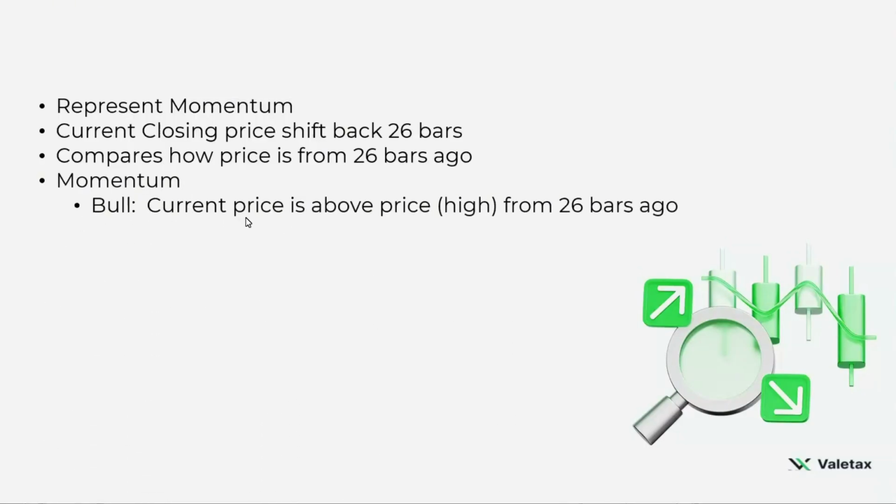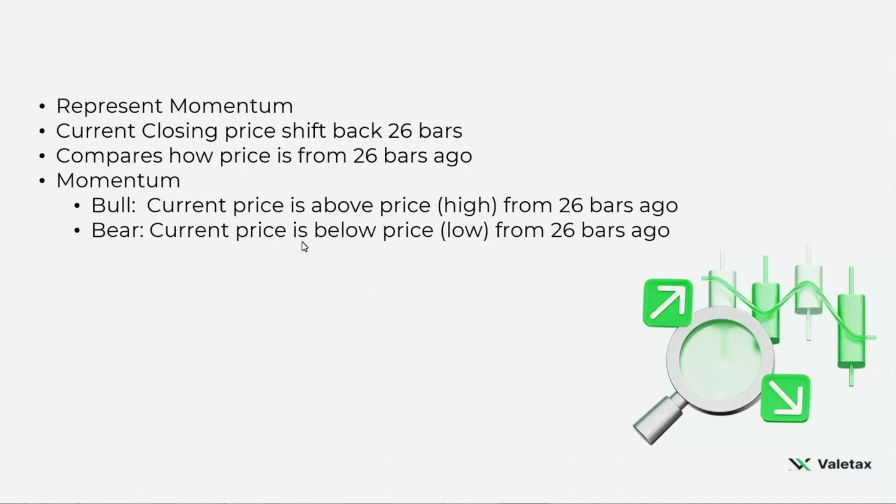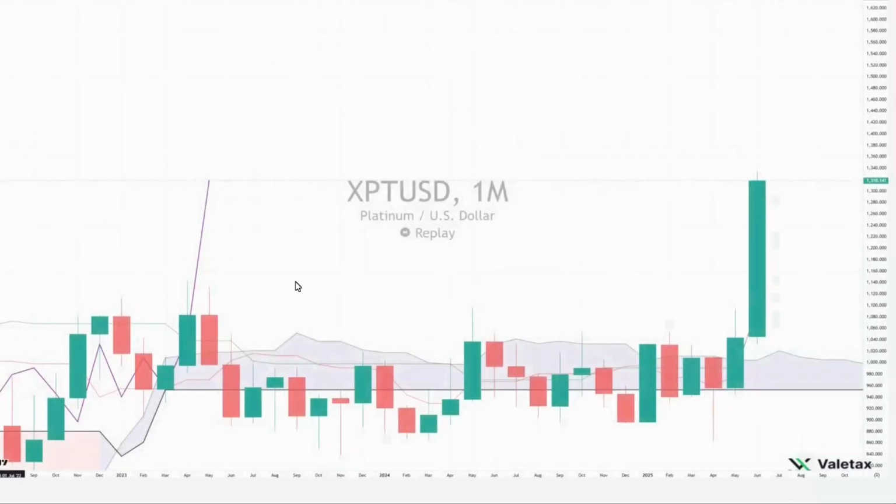Basically, if the current price today is above the high from 26 bars ago, that means you're bullish. If the current price today is below the low of the price from 26 bars ago, that basically means momentum is bearish. If you're between the high and low of the price from 26 bars ago, that basically means you're neutral momentum. You have zero at all. Okay, so let's go look at a chart.